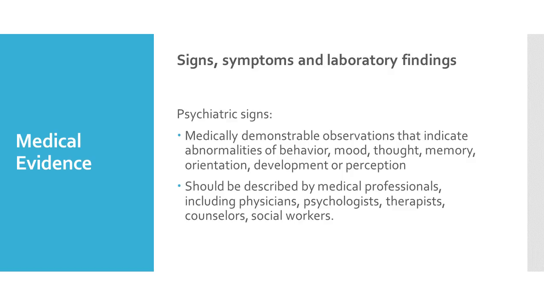Psychiatric signs, as the slide shows, are medically demonstrable observations that are going to indicate abnormalities of behavior, of mood, of thought, memory, orientation, development, or perception. And these should be described by medical professionals: physicians, psychologists, therapists, counselors, or social workers. It's important that you have a diagnosis for a mental condition from a physician or psychiatrist, but you can augment that with information and treatment records from other healthcare professionals.